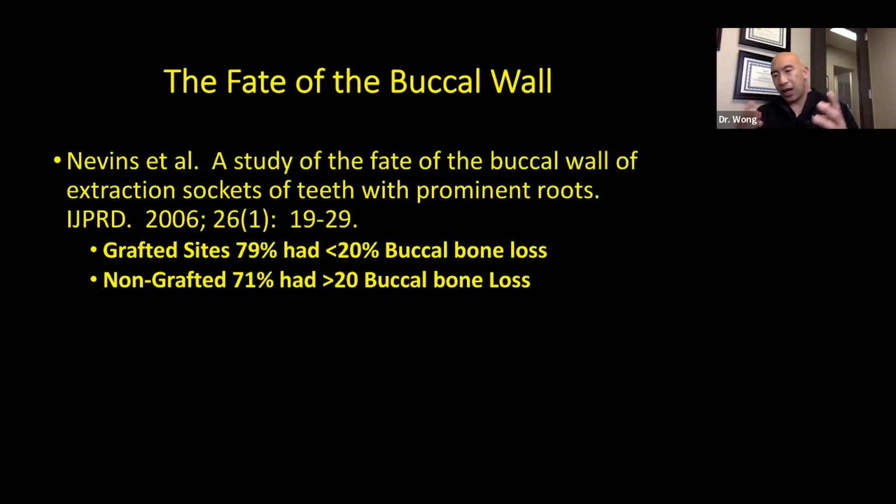So when we look at this paper from Meyer and Nevins, it really focuses on the fate of the buccal wall. What he did in this paper, obviously he took out teeth, but half of them he grafted the socket, half of them he didn't. In the half that received a bone graft, 79% of them had less than 20% bone loss. The half that didn't get a graft, 71% had more than 20% bone loss. So clearly we need to be grafting sockets if we care about the bone.